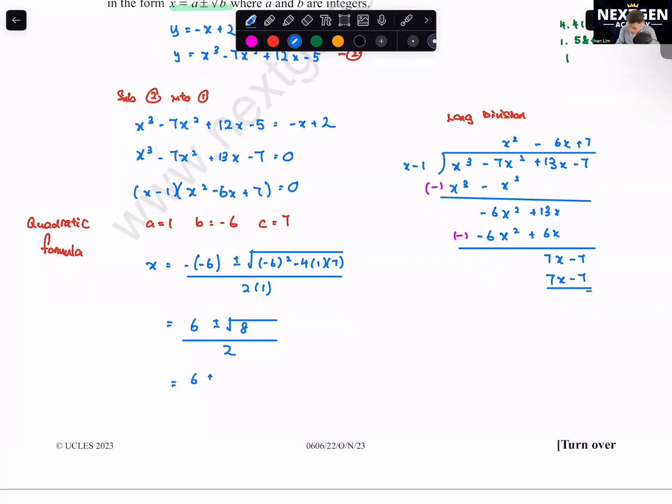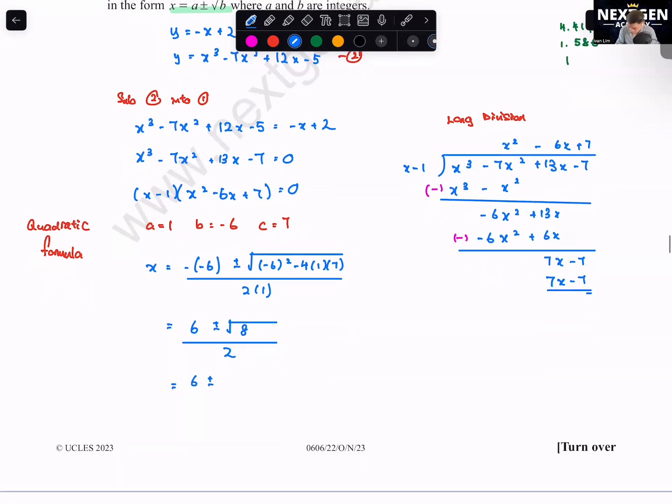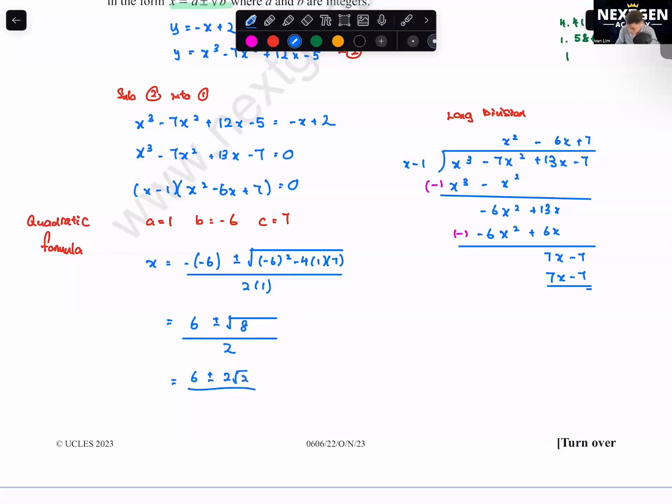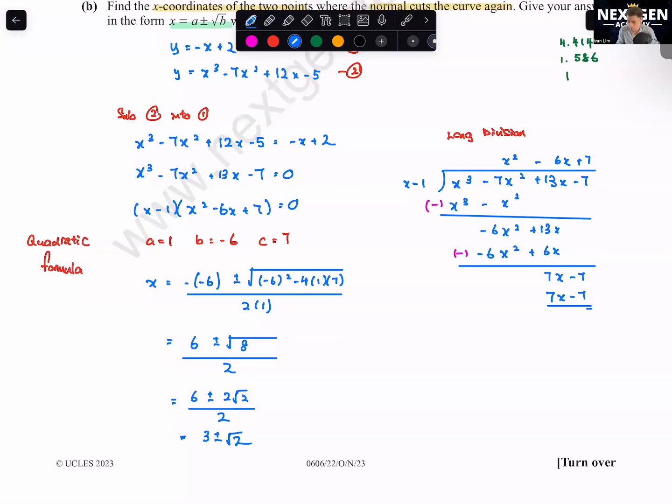So here you will get 6 plus or minus 2 root 2 over 2, and you'll get 3 plus or minus root 2. Then you use your calculator to double check it. Is 3 plus root 2 the same value as what the calculator gave me? 4.414. Okay, correct. And 3 minus root 2, changed to decimal, 1.586. Correct. So this answer is correct already. Always leverage your calculator.